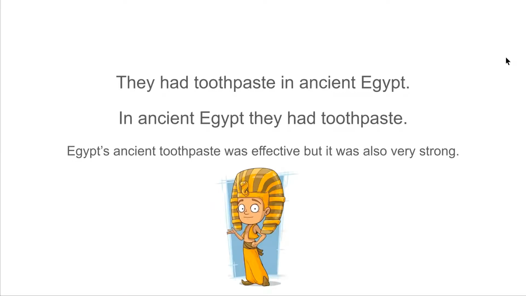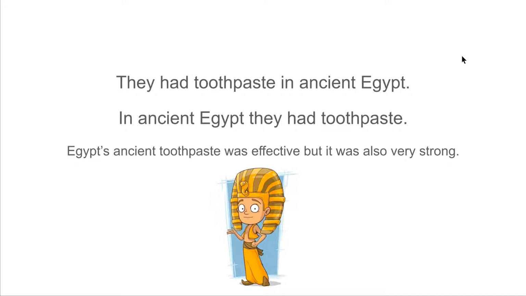We have two sentences here at the top. One of those two first sentences is going to contain a comma. The other one's not. What do you think it is? You could see that they're the same sentence, right? But switched around. They had toothpaste in ancient Egypt. In ancient Egypt, they had toothpaste. The last sentence, Egypt's ancient toothpaste was effective, but it was also very strong, will get a comma. I'll explain why in a minute.